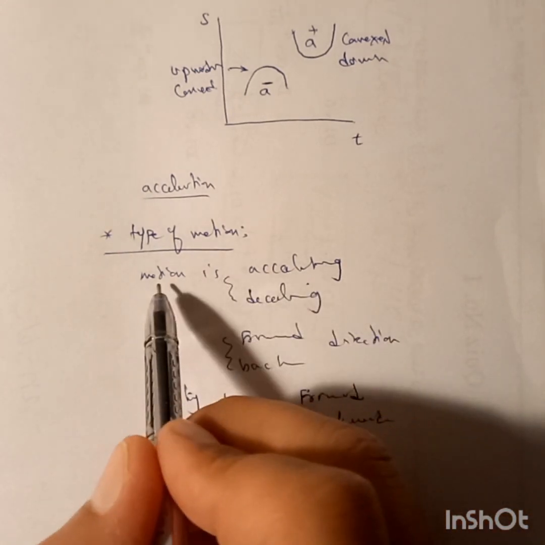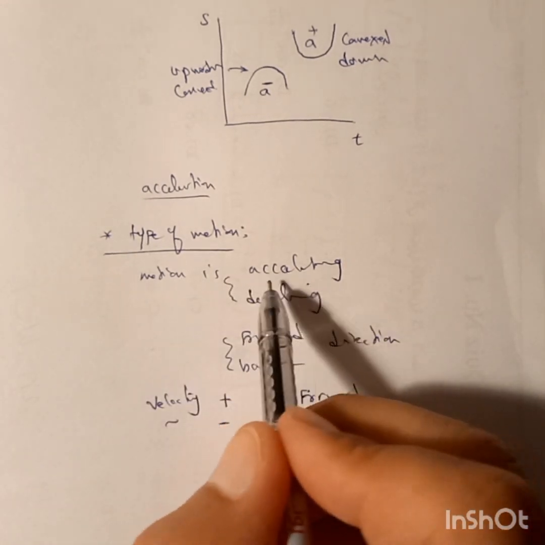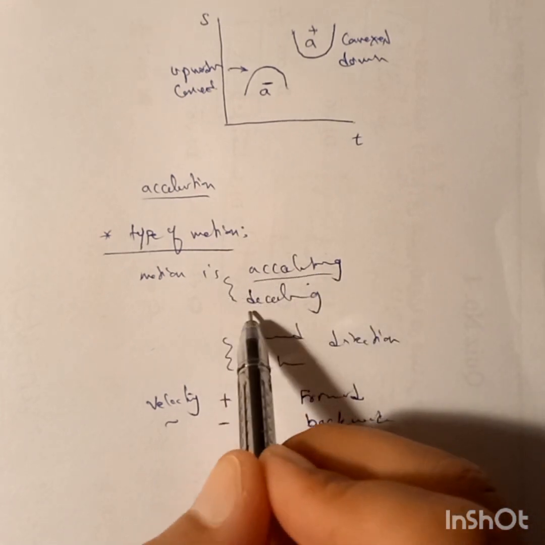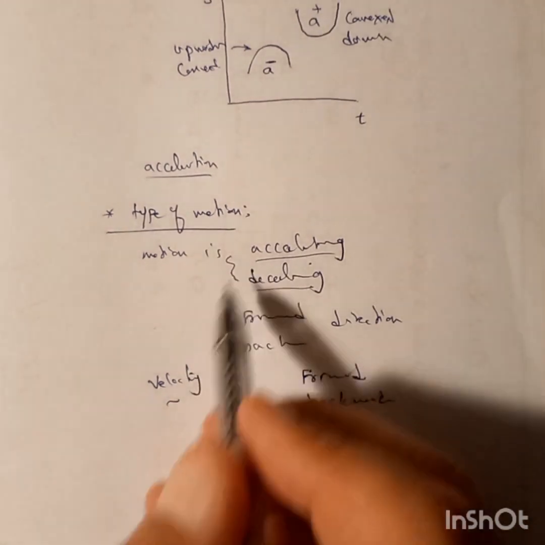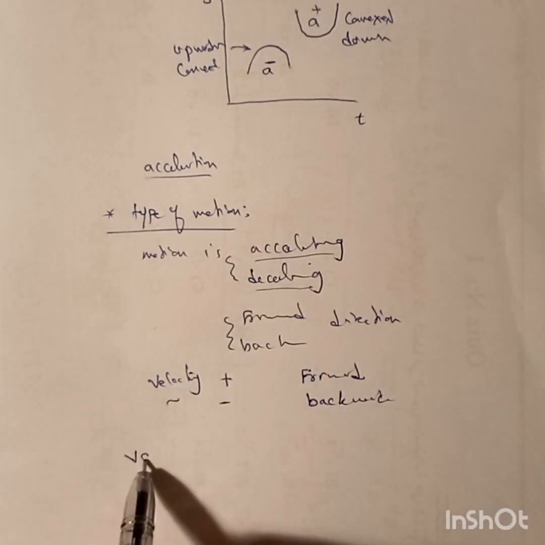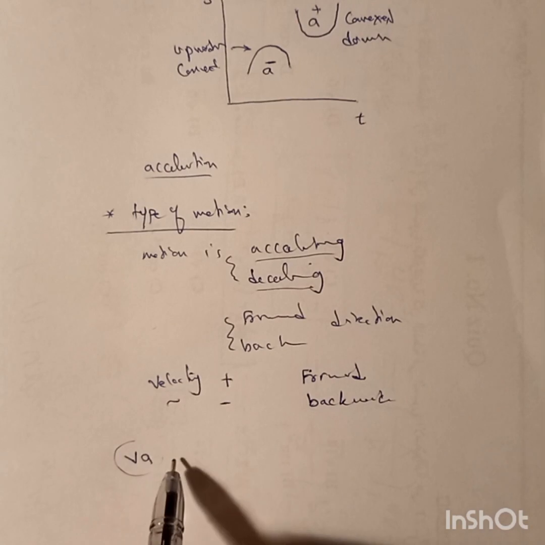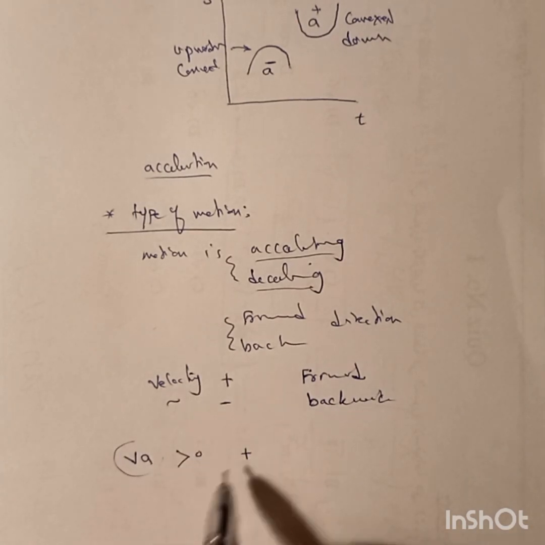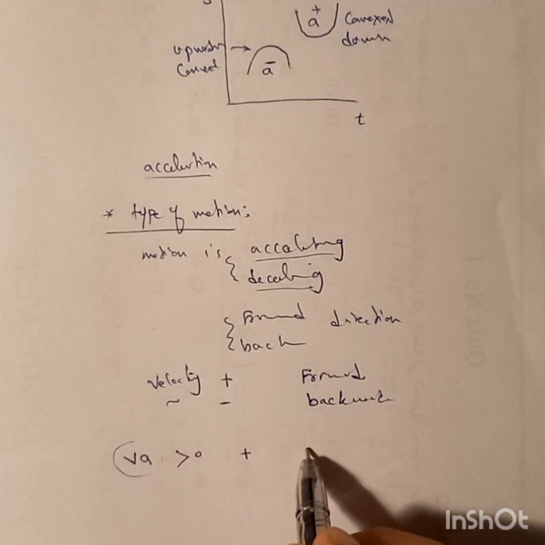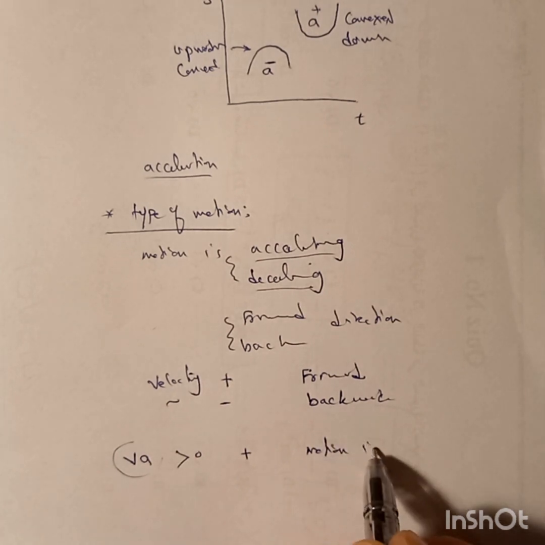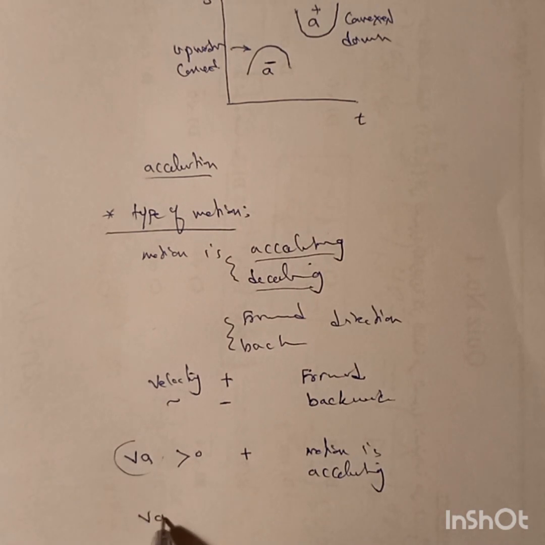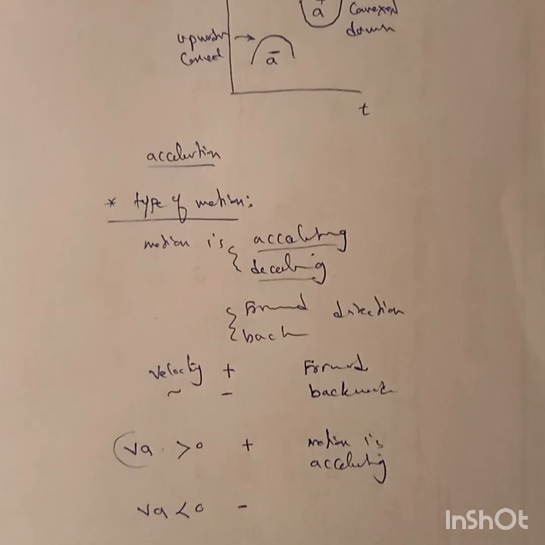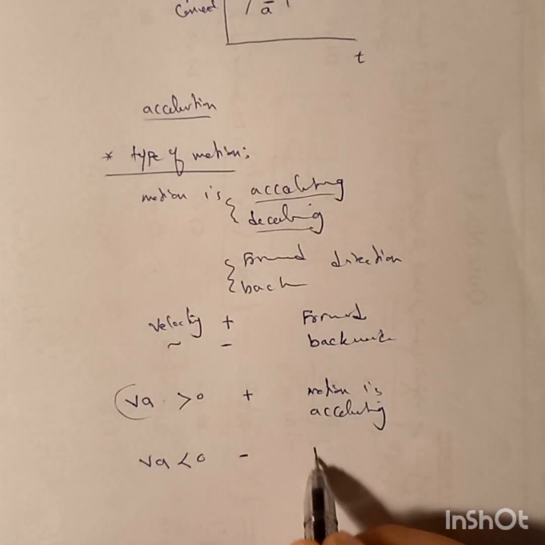Second, to know whether the motion is accelerating or decelerating, we have to check the product of v and a. If v dot a is greater than 0, a positive quantity, then the motion is accelerating. If v dot a is less than 0, then this quantity is negative, and the motion of the body is decelerating.